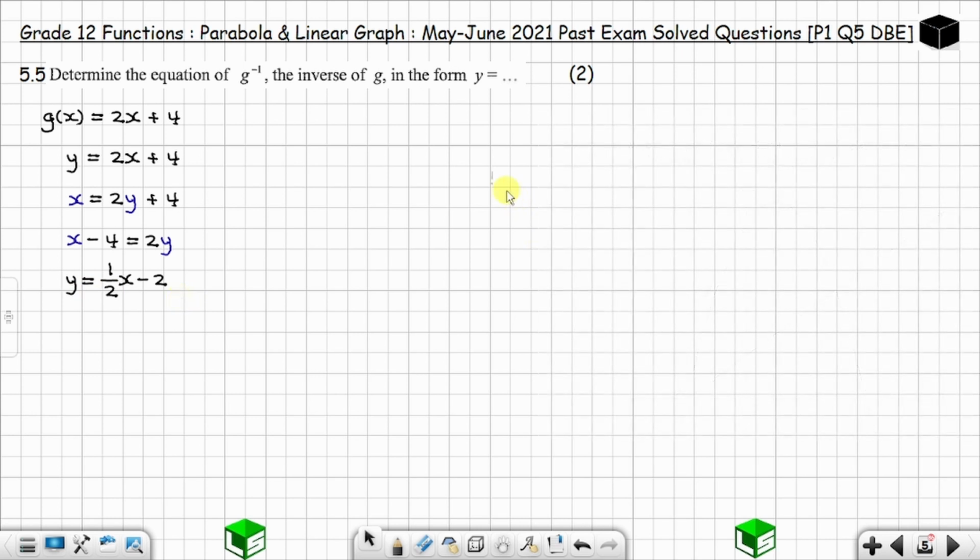Okay, now question 5.6. For which values of x will the inverse of g of x times g of x equal 0? So you have the inverse of g of x times g of x equal to 0. You need to find the values of x for which the inverse of g of x times g of x is equal to 0. And this question is 2 marks. Okay, let me get the question.